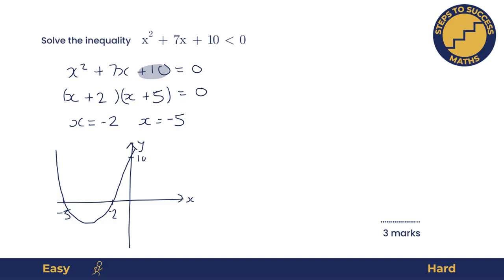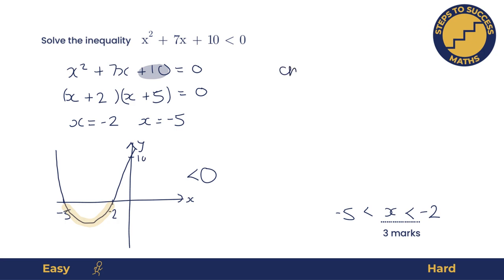Now we're interested in when this line we've drawn is less than 0. So it's the bit underneath the x-axis, this part here of the curve, less than 0. So the values of x can be between negative 5 and negative 2. So we're going to write this using our inequality symbol. Negative 5 less than x, and that's less than negative 2.